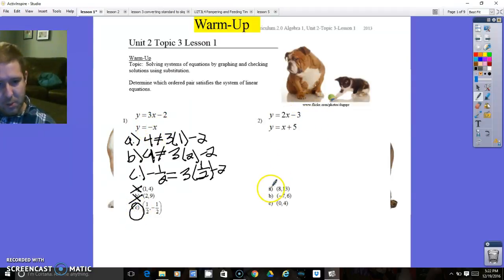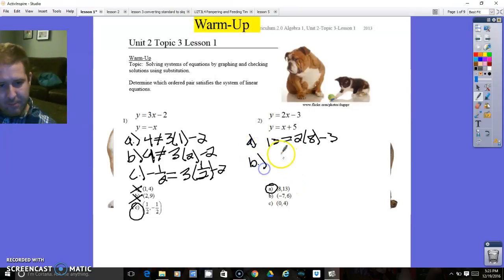All right, for number 2, A is going to be the only one that works. If I put 13 in for y, 13 equals 2 times 8 minus 3. That's 16 minus 3 makes 13, so that works. If you put in the other one, 8 plus 5 is 13. It also works there. So that was A.